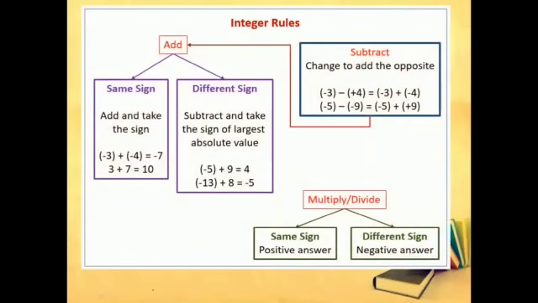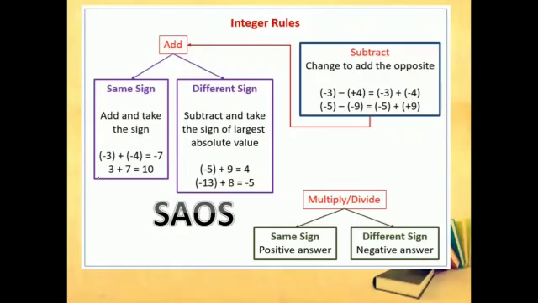So these are integer rules: addition, subtraction, multiplication and division. When you are adding and subtracting, the rule which you have to remember is SOS. Same signs add, opposite signs subtract. But always put the higher number's sign.